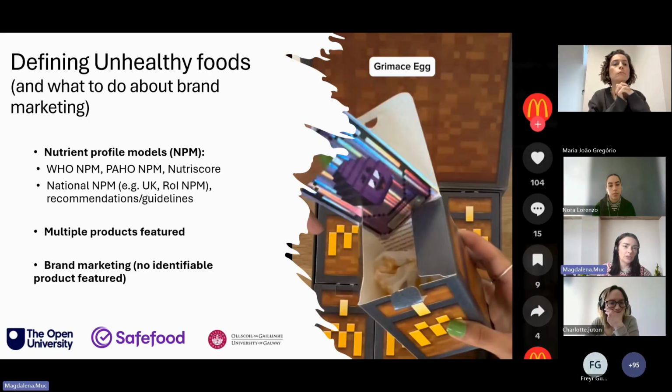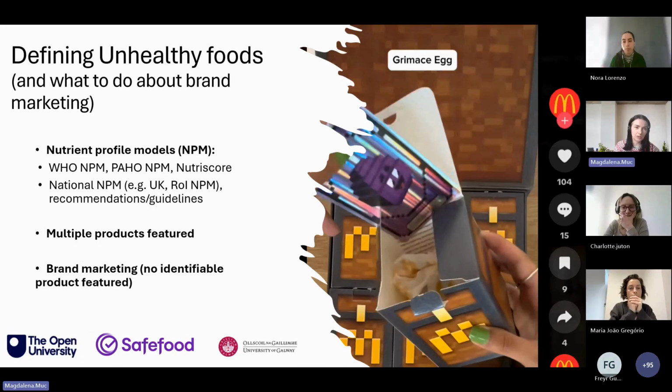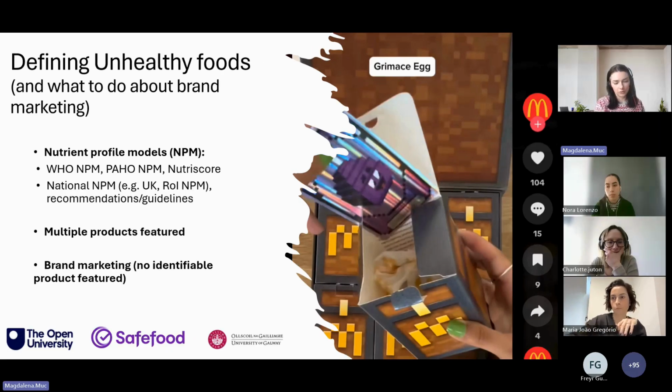And then we have two situations. What do we do when there are multiple products featured in one ad? This one is usually easier because even if at least one product featured is unhealthy, the whole ad would not be eligible to be marketed to children. The more challenging situation is when there is no product featured, or the product is not identifiable down to a product level. And then this is where the legislation and monitoring faces challenges. That's why we have the technical advisory group. So we'll be able, hopefully by the end of the year, to produce the report that will advise the member states on how to approach brand marketing.